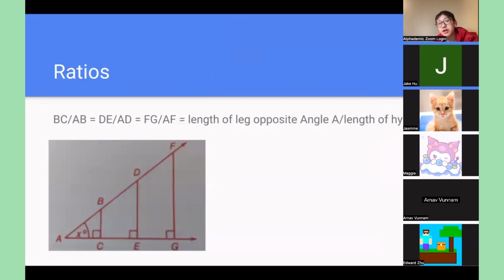Next up, we have ratios. So BC over AB is equal to DE over AD, and then FG over AF is equal to that. And then we'll get into this very soon. This has to do with cosine, sine, and tangent. But this is just something about ratios that I am previewing right now.